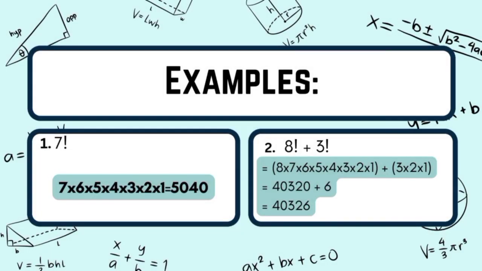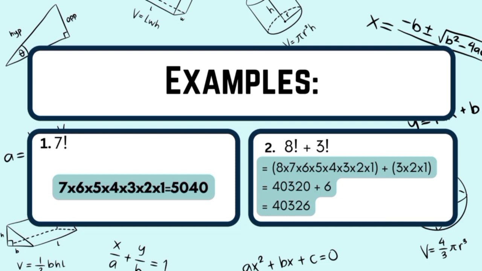So here's example number 1. We have 7 factorial. The process is 7 times 6 times 5 times 4 times 3 times 2 times 1 equals 5040. So that's the factorial of 7.